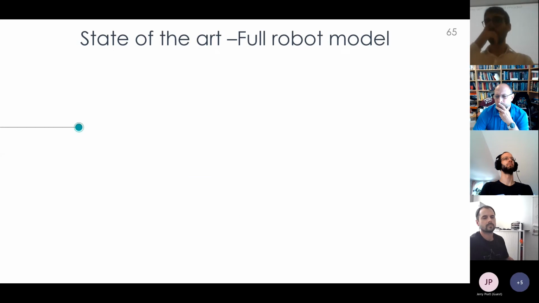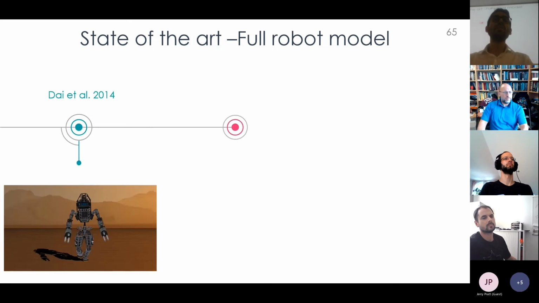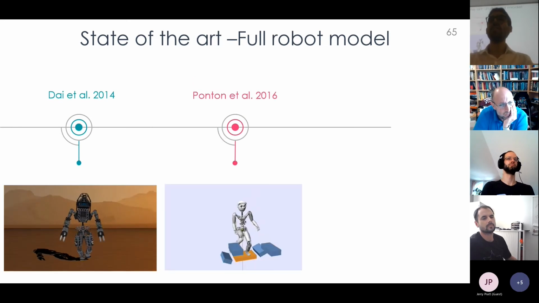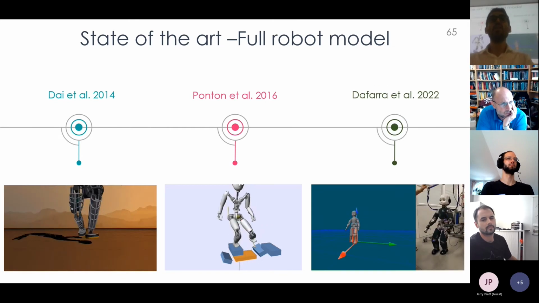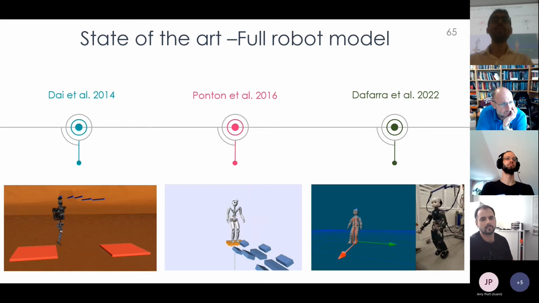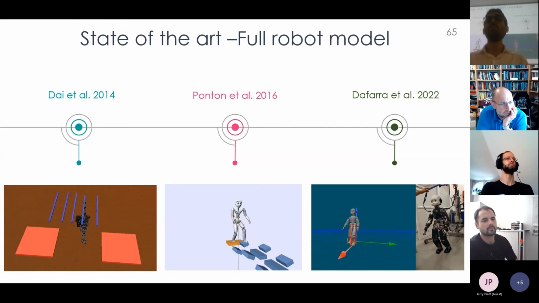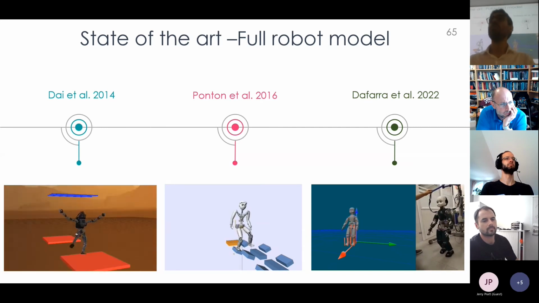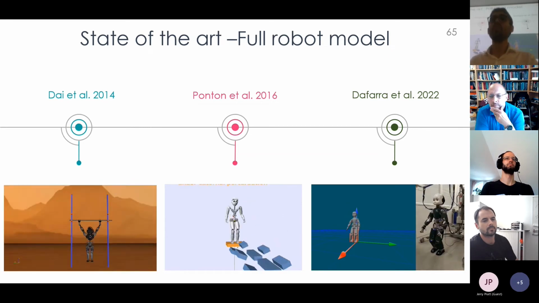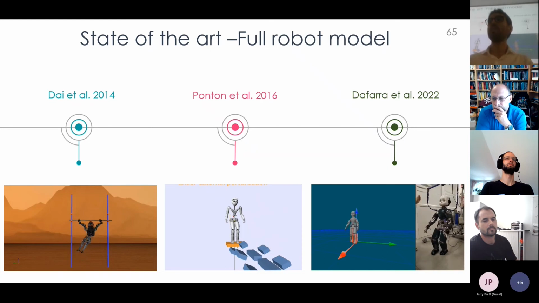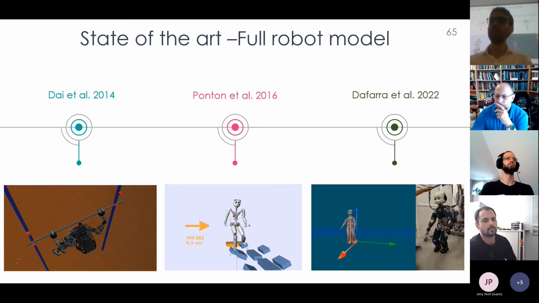Another approach is to use a full robot model, which goes in the opposite direction. In this case, the contact locations and timings are generated by considering the entire robot model. Here it's worth mentioning the work of Dai in 2014, one of the first that considered the centroidal dynamics in the generation of trajectories for a humanoid robot. Then Ponton found a convex relaxation for the angular momentum dynamics. And finally, in Dafarra, the interaction between the robot and the walking surface is modeled explicitly via a new kind of condition called dynamically complementary constraints.